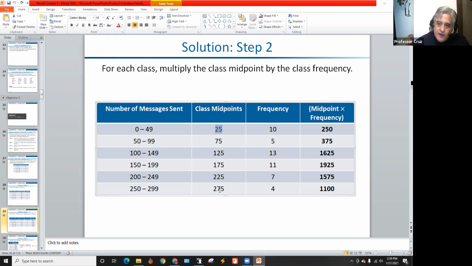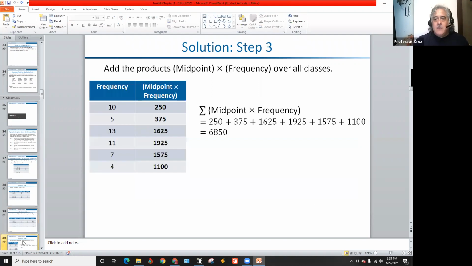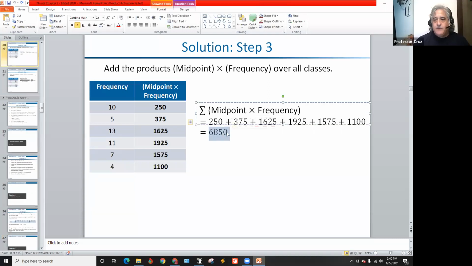All right, then you multiply across. So that's 250, 375, 625, 1925, 1575, and 1100. Now that's what they call the frequency times the midpoint. And so when you add all those up, in other words, add up this whole column, you're going to get 6,850.